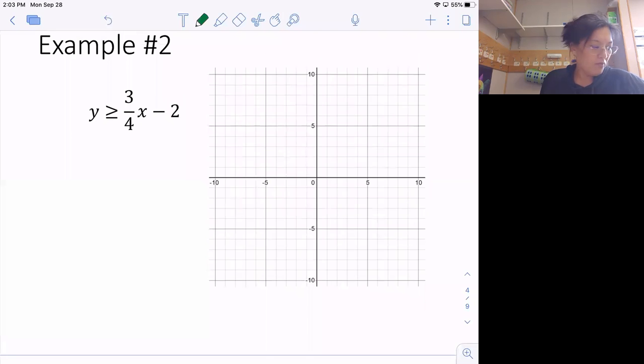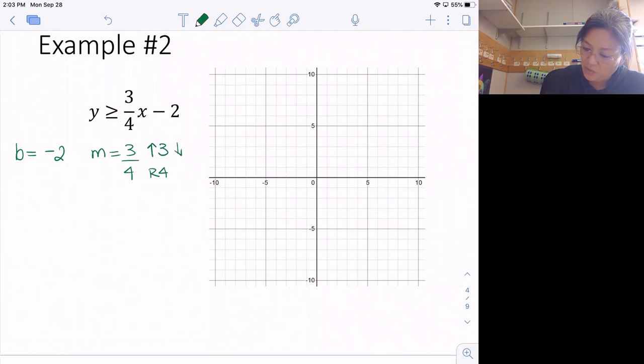So again, boundary point. What is our boundary? Our b value is -2. Our slope, yes, you're right, is 3/4. So that means I'm going to go up 3 and right 4, or I'm going to go down 3 and left 4. So I'm going to plot my starting value at -2. Up my 3 units over my 4 units. Down 3 units, left 4 units. Yeah, that last one doesn't look right, does it? No, I needed to go one further.